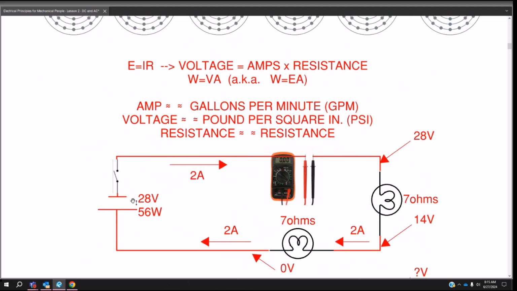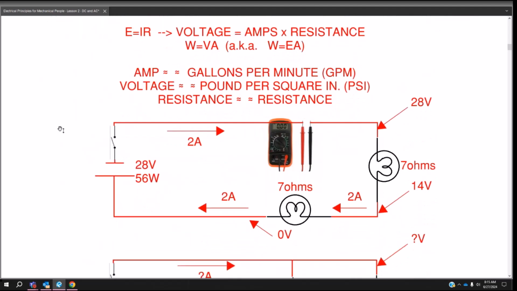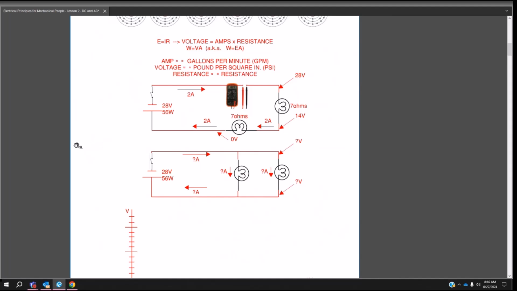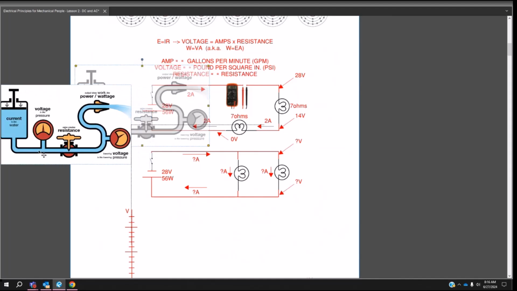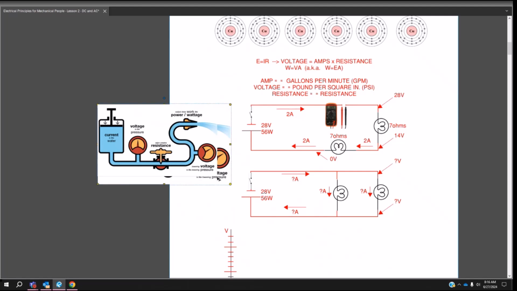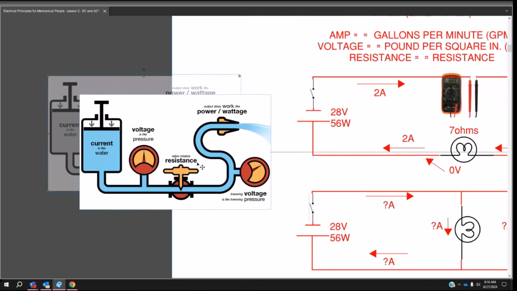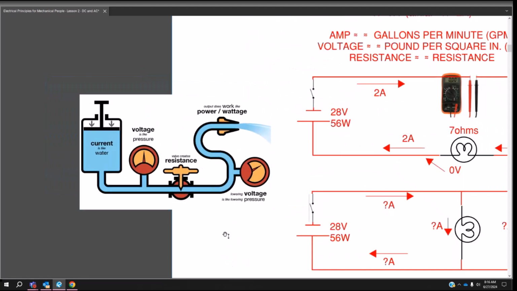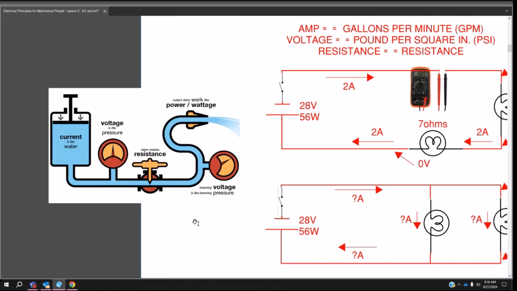Gotcha. The ohms is just restricting the flow though, correct? Correct. I don't know if I 100% get that concept, because I thought that if you're restricting something, doesn't the pressure go up and your flow decreases? Isn't that how that works?